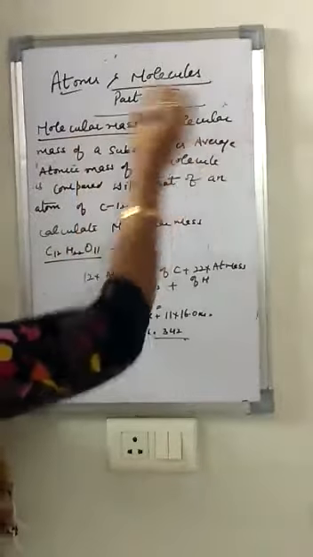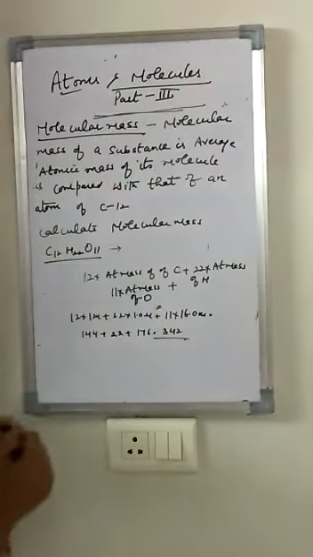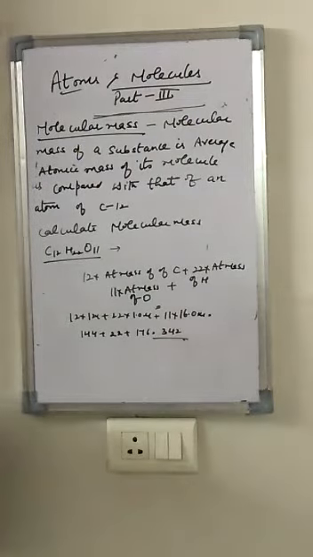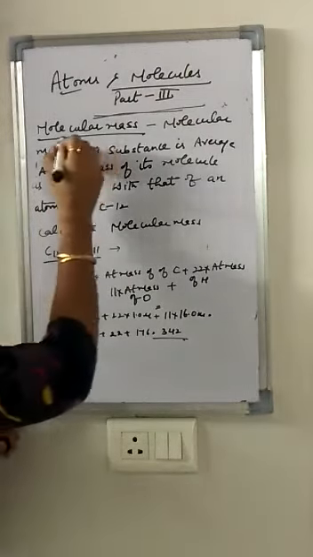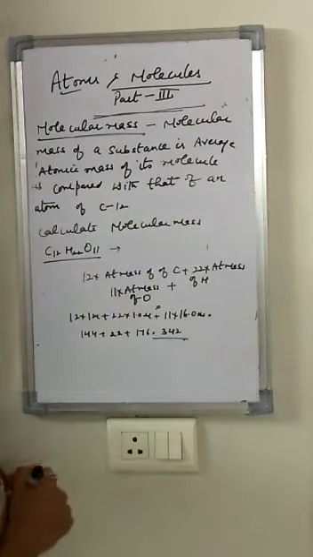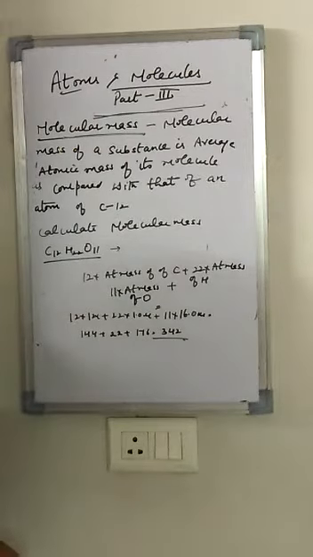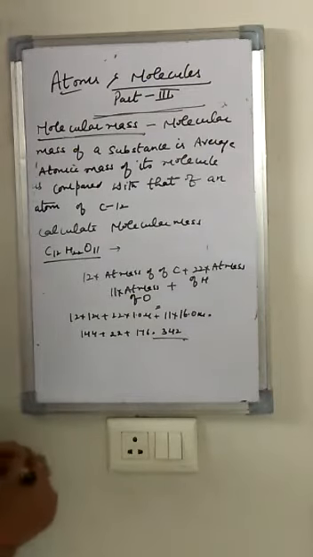Good morning, dear student. Now we come to the third part of this chapter, atoms and molecules, that is the molecular mass and formula unit mass. First, I come to the molecular mass. I hope you have done the atomic mass, and I have told you to write the table of valency and practice chemical formulas. Now, beta ji, what is molecular mass?